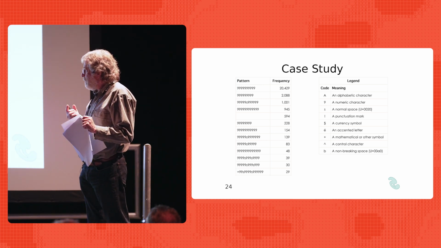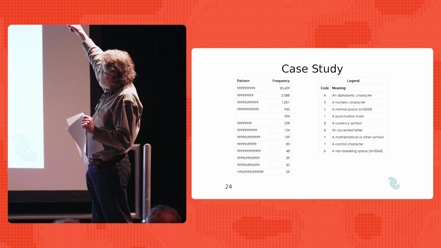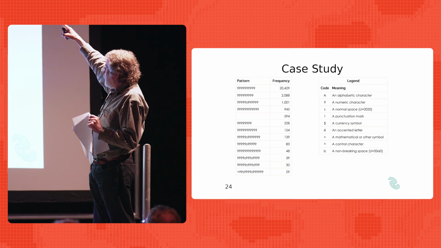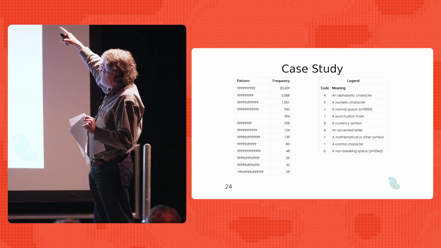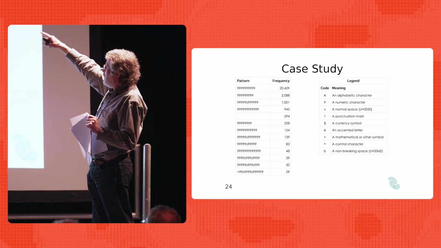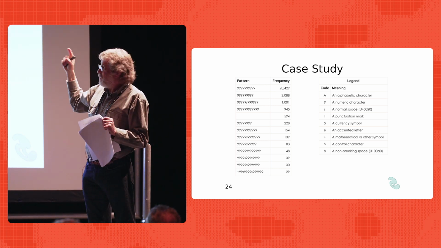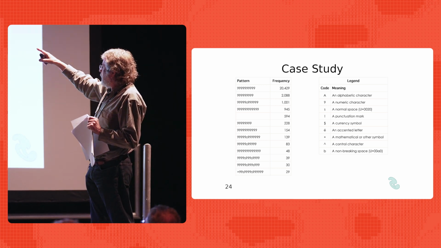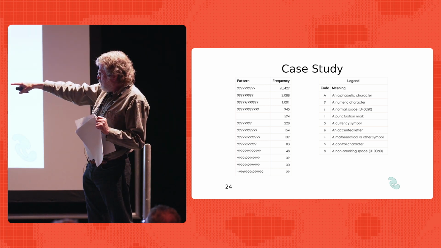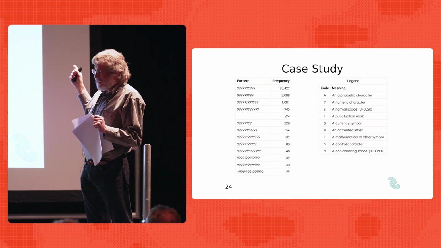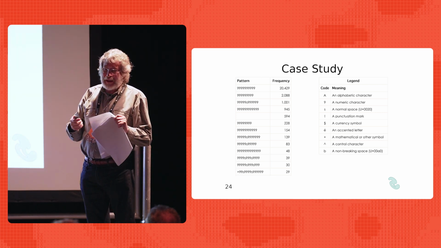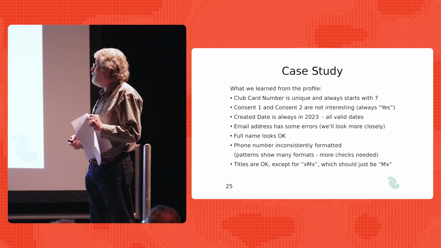Patterns. So the characters in the string are classified according to those groups. So 9 represents any decimal digit. So these are phone numbers. The little s is a space. The plus sign down there is any mathematical symbol, although with a phone number, it's quite likely to be a plus because that's a valid thing to put in a phone number.